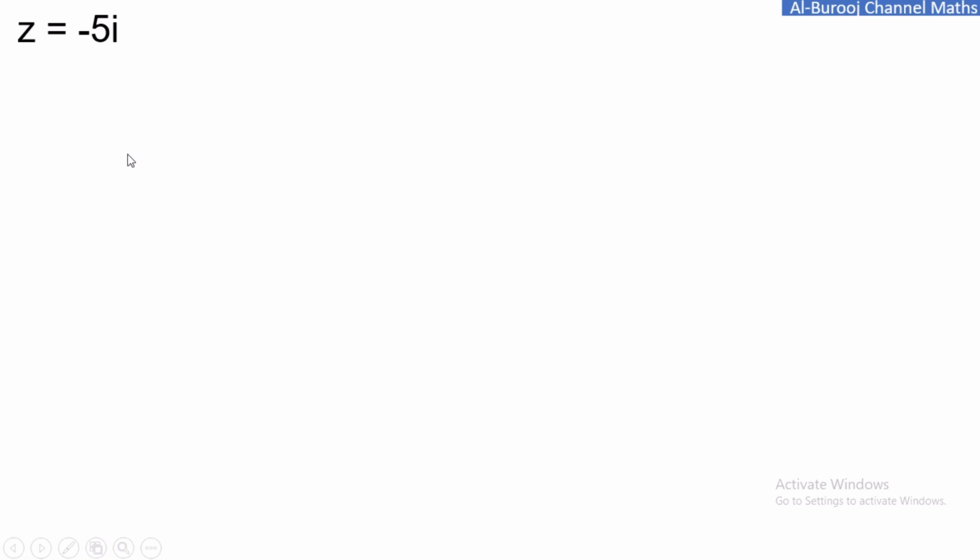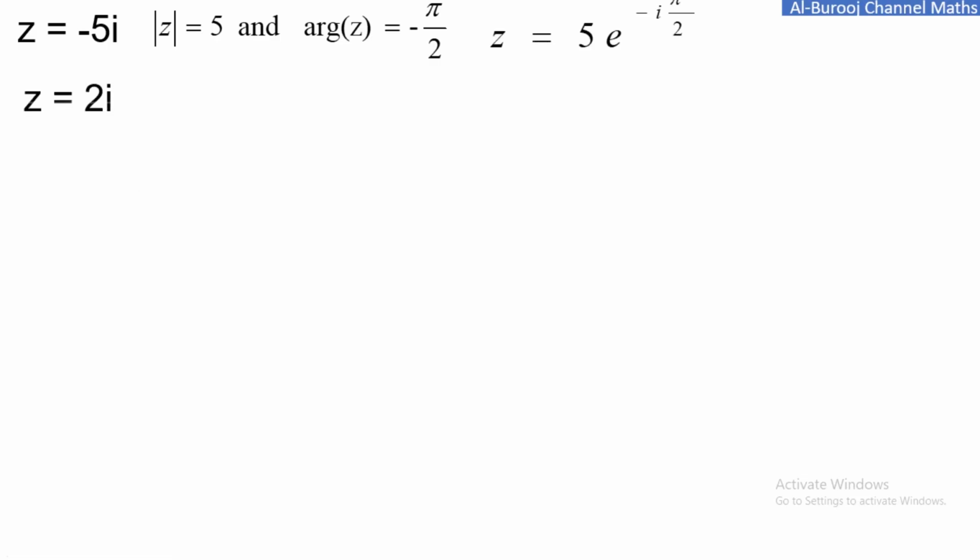Z equals minus 5i. The image of this complex number belongs to the negative y axis. So the modulus is 5 and the angle is minus pi by 2. Z equals 5 e^(minus i pi by 2).